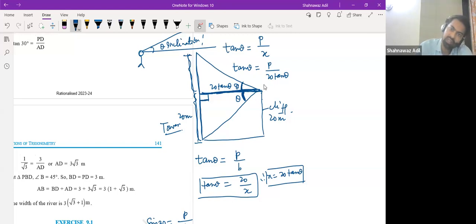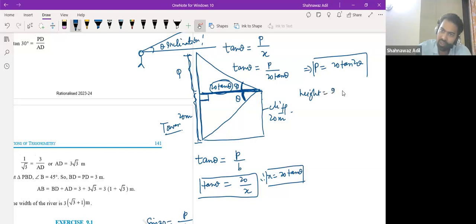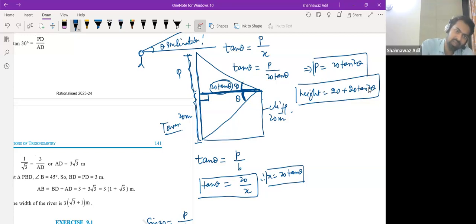Yeah, because let's say I have found out this x, right? So this x I have found out to be 20 tan square theta. So this is the p and this is 20 meters. So the height would be 20 plus 20 tan square theta. This is the height. And I don't know the angle. The angle must be given, Shaima. They have not given the angle, sir. It's not given.